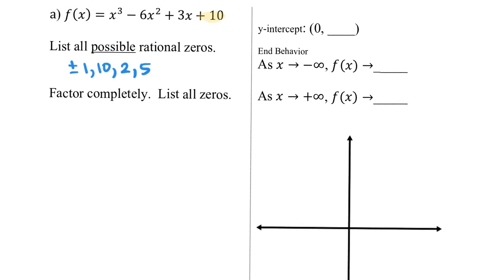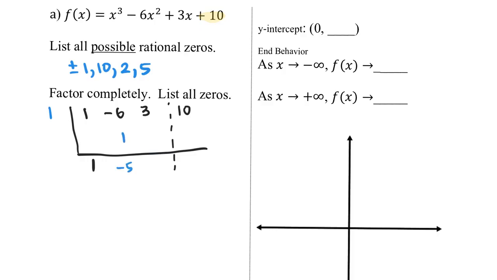I normally start with a pretty easy number, so I'm just going to start with 1. And you could start with a different number if 1 doesn't look lucky to you. I'm going to mark off my remainder and bring down the 1. 1 times 1 is 1. Negative 6 plus 1 is negative 5. 1 times negative 5 is negative 5. 3 minus 5 is negative 2. Negative 2. Oh, that's not going to be a 0. Okay, let me rewind.